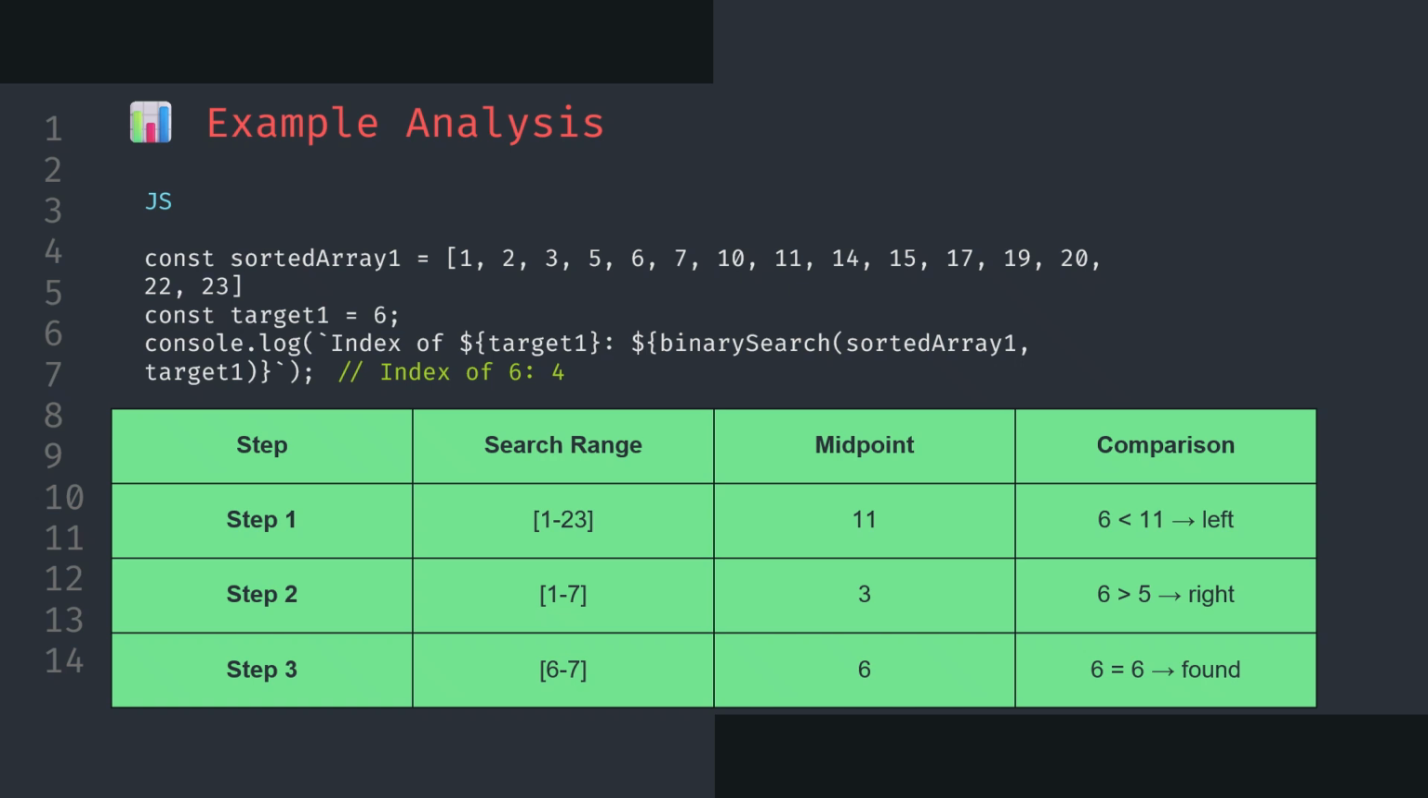Let's walk through the example with the target being 6. We start with the full array, midpoint 11, and move left. Then, midpoint 5, 6 is greater, so we move right. Finally, we find 6 at index 4. This demonstrates how binary search halves the search range efficiently.